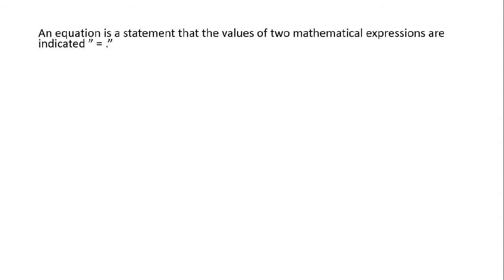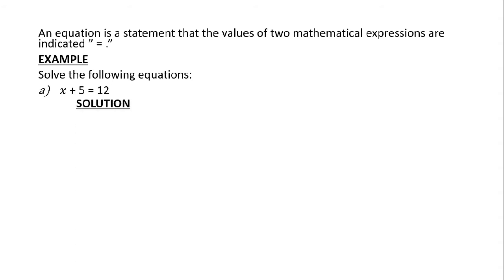What is an equation? An equation is a statement that the values of two mathematical expressions are indicated with an equals. So, when you are given an equation, it means that it is an open sentence. But what we are supposed to do is to make it into a true statement. So we solve the following equations. We have x plus 5 is equals to 12. So in short, this x plus 5 is an open sentence, but we have to make it true by finding the value of x that is going to make this into a true statement.